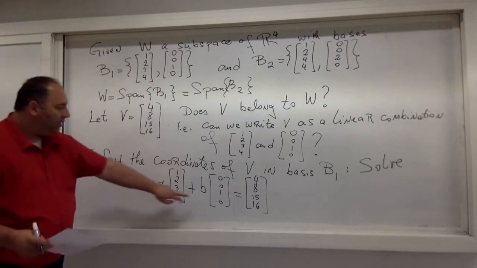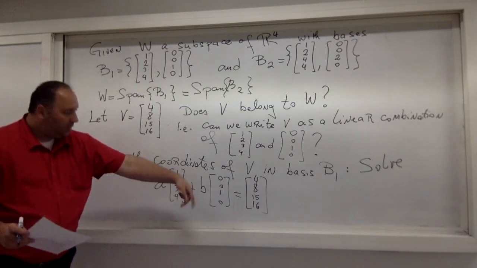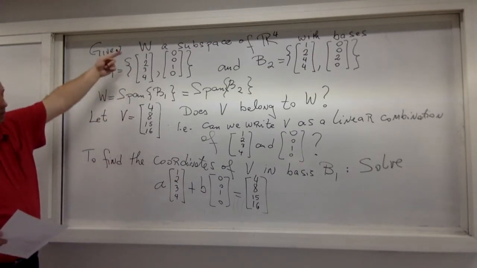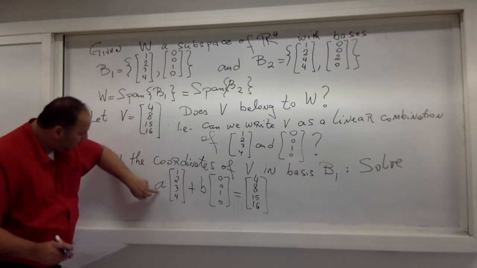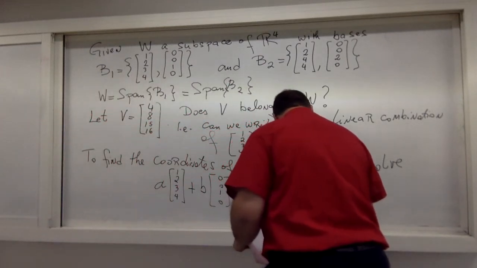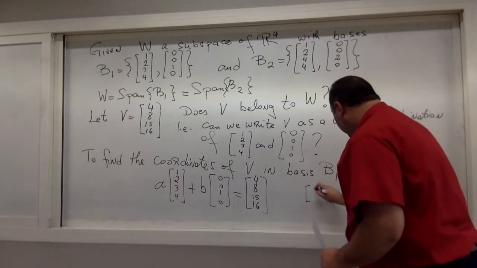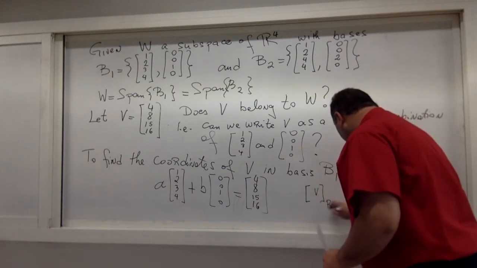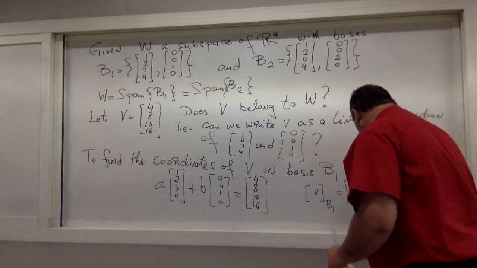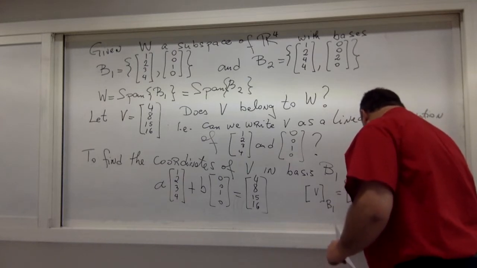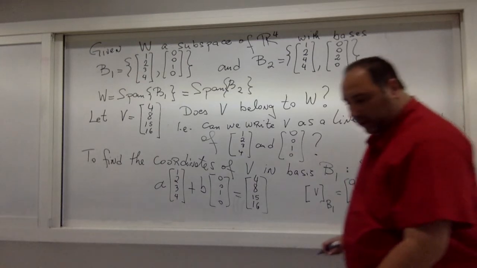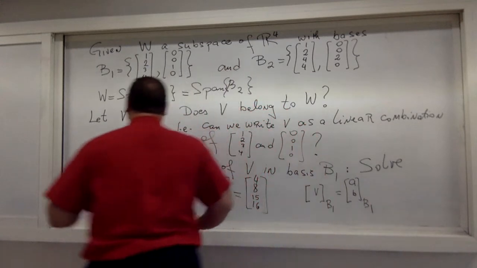So if I can find these two numbers A and B, then my vector V is a linear combination of the basis vectors, therefore it belongs to W, and at the same time A and B are the coordinates. So we can write like this: coordinates of V in basis B1 are A and B. This is A, not 9. Cool. So how do I do this? Well, we learned that a long time ago. What do I need to do?